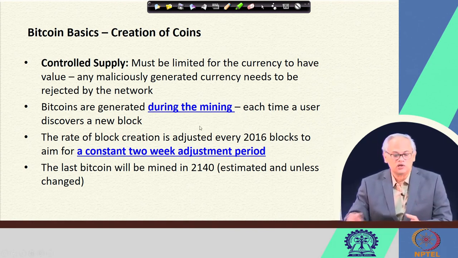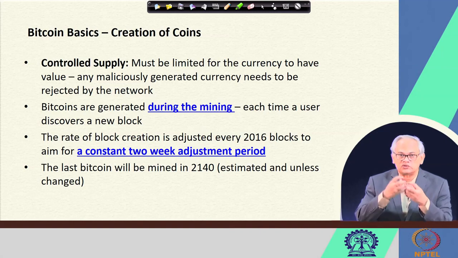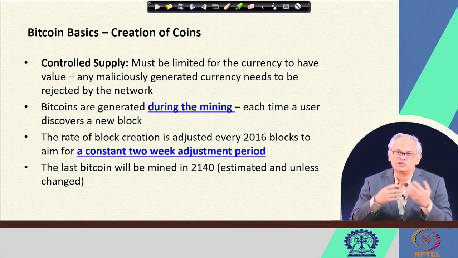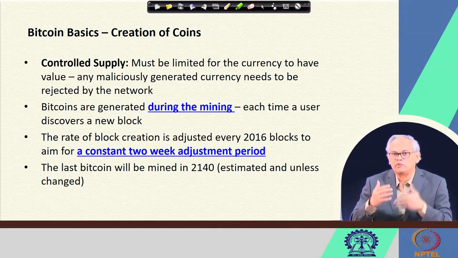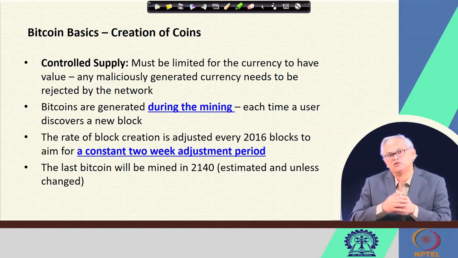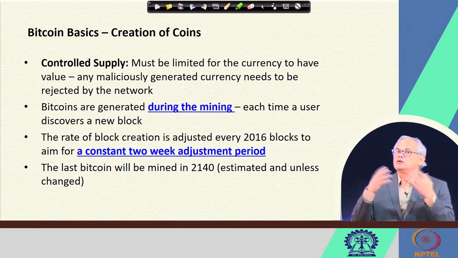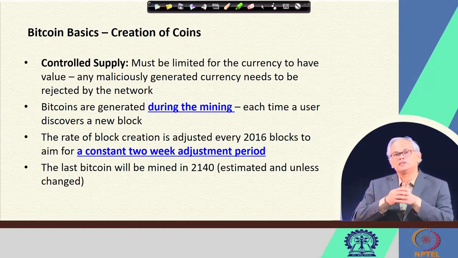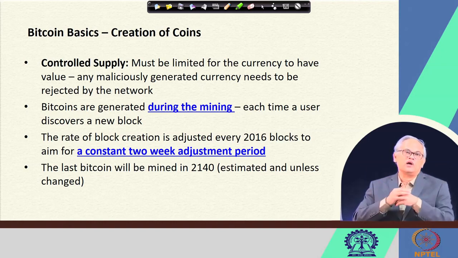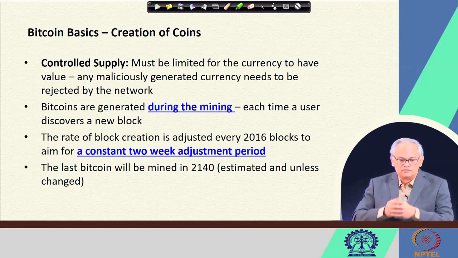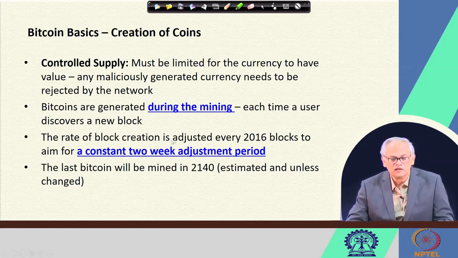So, this is for your understanding about this generation process. During the mining, each time the user discovers a new block, this extra amount of Bitcoin is generated, which the miner gets, and the miner also gets the different commitments made by the users in terms of the satoshis per virtual byte, which are small amounts, but in total they add up, and the total amount of Bitcoin is given to the miner. And then the rate of block creation is adjusted every 2016 blocks.